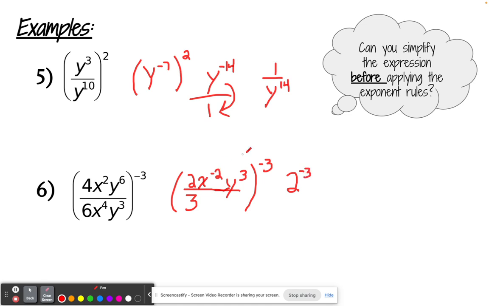X to the negative 2 raised to the negative 3 power, a power to a power, I'm going to multiply those. That will give me x to the 6th power. Now I have y to the 3rd raised to the negative 3rd power. So 3 times negative 3 will give me y to the negative 9. And in the denominator, my 3 I have to raise to the negative 3 power.